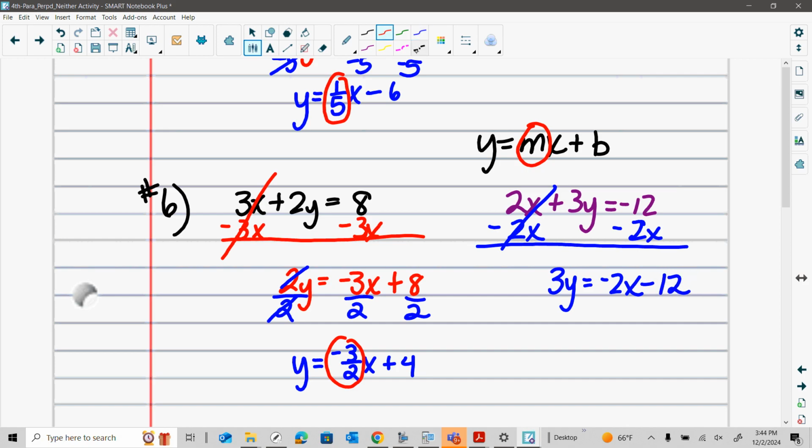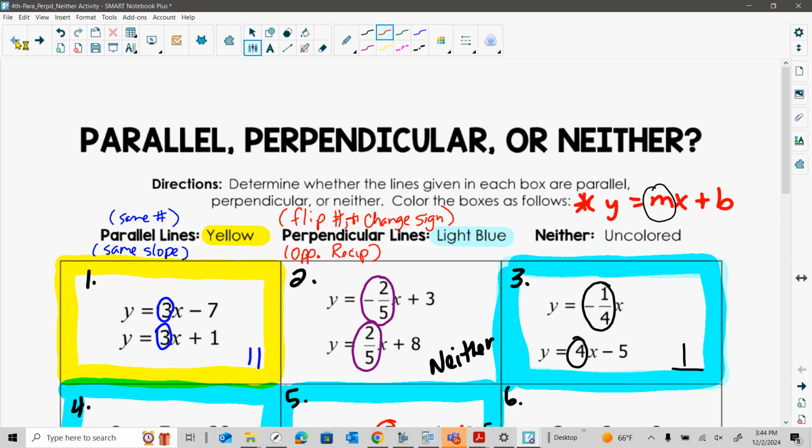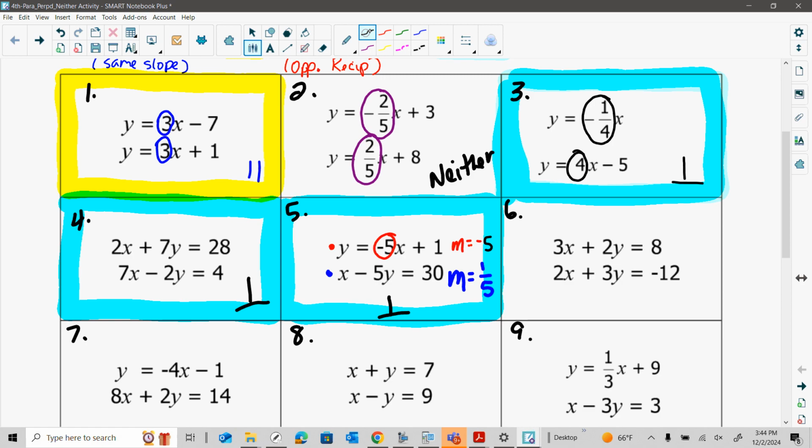And then we are dividing each term, everything, by the 3, the coefficient of y, the number in front. So y equals a negative 2/3 x minus 4. And here our slope is a negative 2/3. So these are reciprocals, but they're not opposite reciprocals because they both are negative. So this means that this would be neither. So we don't have to color this, right? You keep it uncolored if it's neither. If you want, you can just put an N for neither, right?